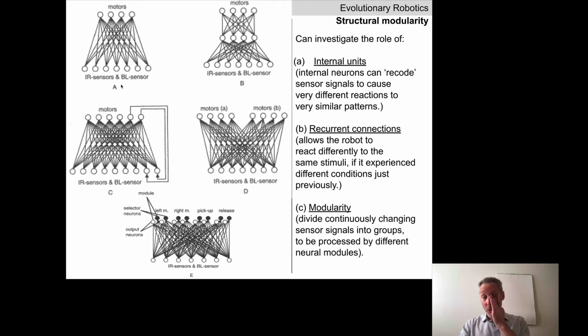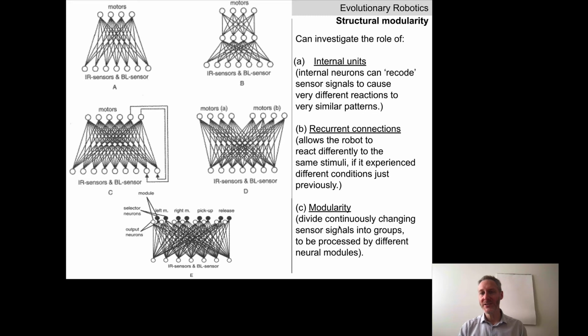Okay, so as I mentioned before, by looking at the differences in abilities of the evolved robots under these 5 different conditions now, we can investigate whether internal units or hidden units, internal neurons, this is just a synonym for hidden neurons or hidden units. We can determine whether hidden units are useful if evolved B robots do better than evolved A robots. We can investigate whether recurrent connections are useful, if the C robots do better than the B and A robots.